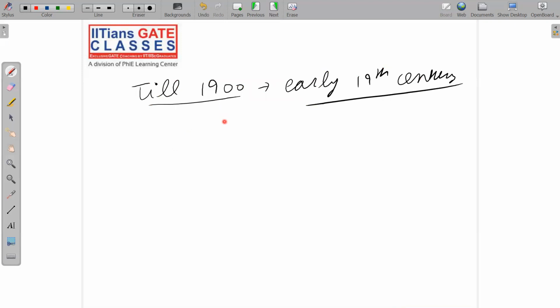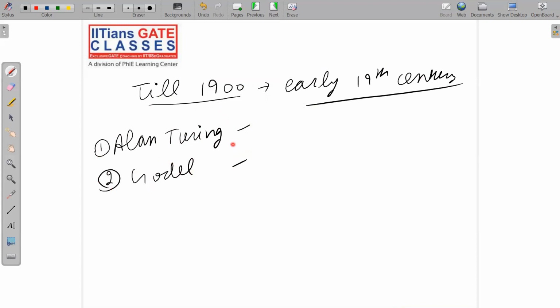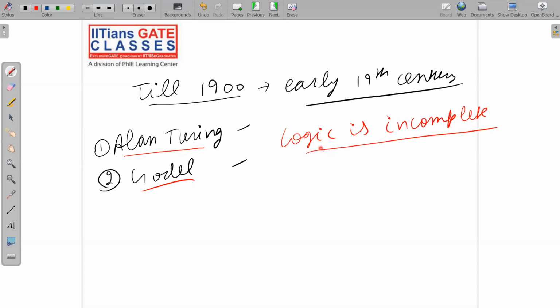But there were some scientists, say their names were Alan Turing, Gödel, and so on. There were many scientists, and I have just said a few names, actually only two, Alan Turing and Gödel. They believed that logic is incomplete. They had some intuition that logic is not complete. We cannot prove everything with the help of logic.